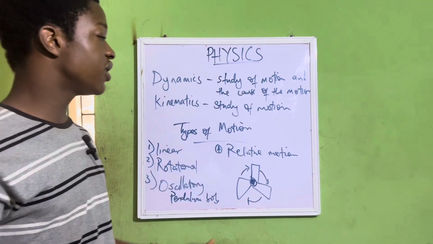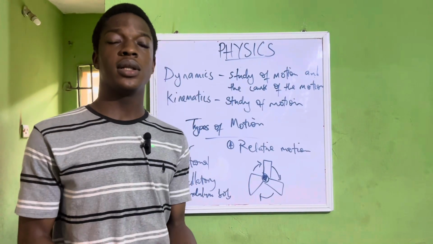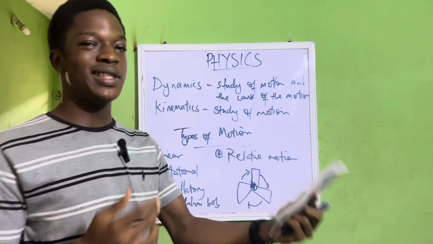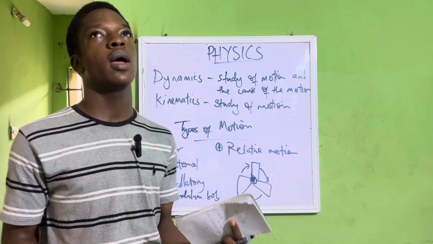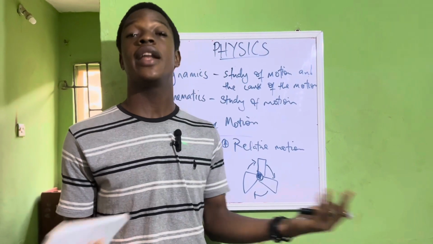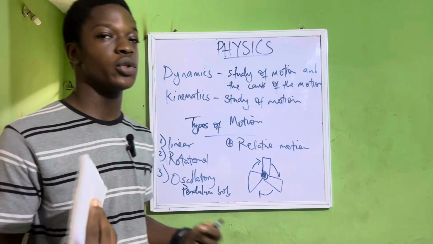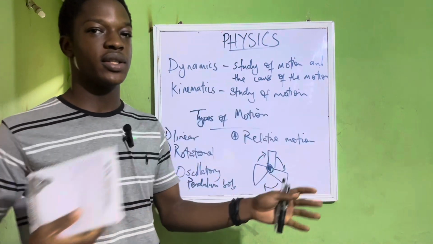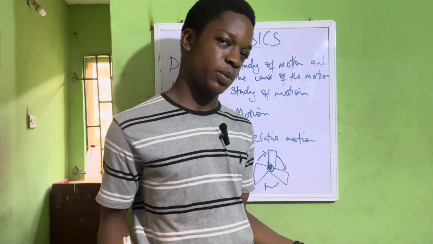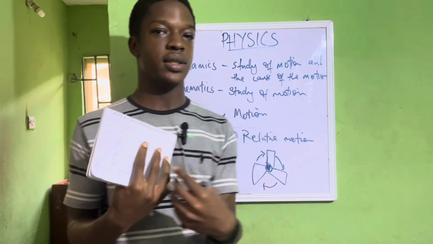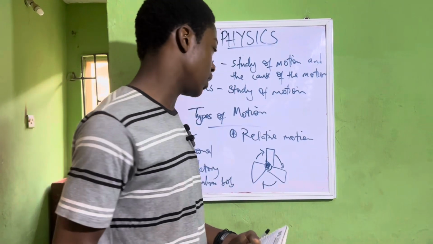And relative motion. Relative motion is basically the movement of a body relative to another body. For example, on an expressway where you have trees, the car moves relative to the poles or the trees on the expressway. As the car is moving, it is moving relative to the trees or poles.